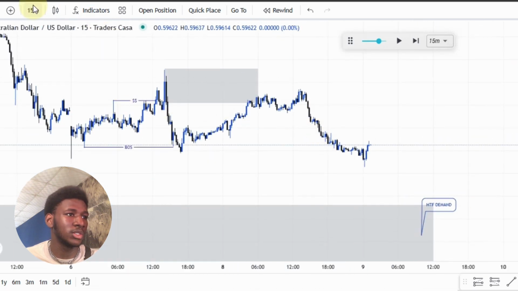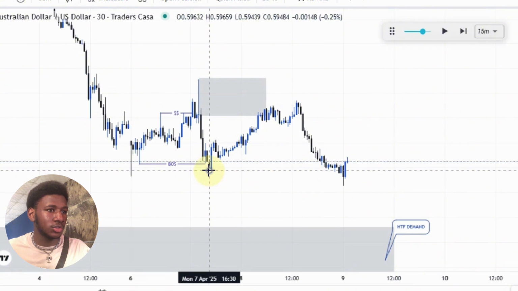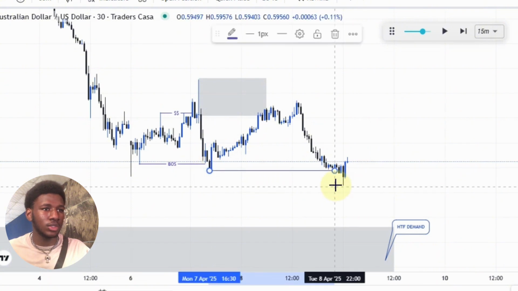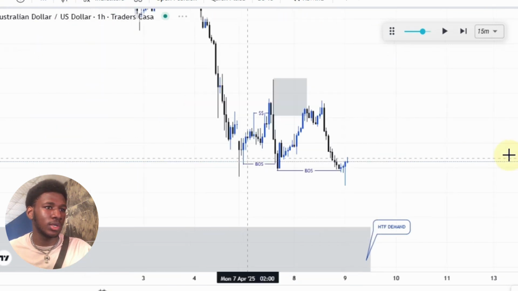So see what price just did. Price broke this structure, right? So price just broke this structure, the new structure, giving us a new break of structure. Let's mark this out as VOS, and let's head over to the 1 hour time frame.